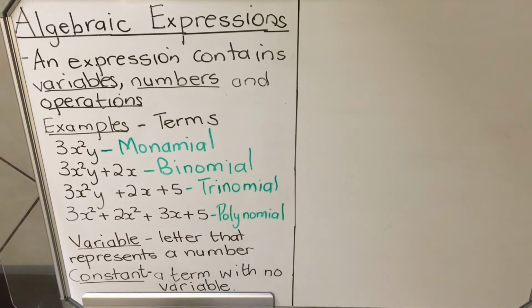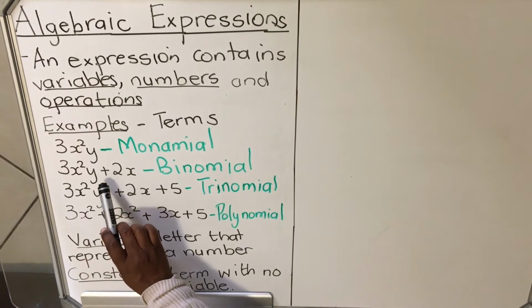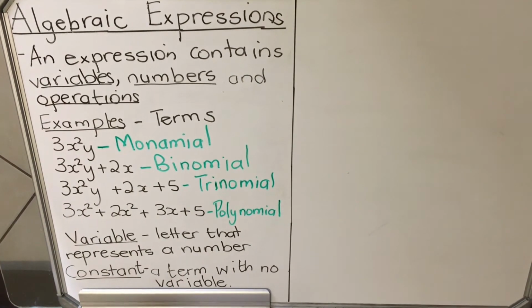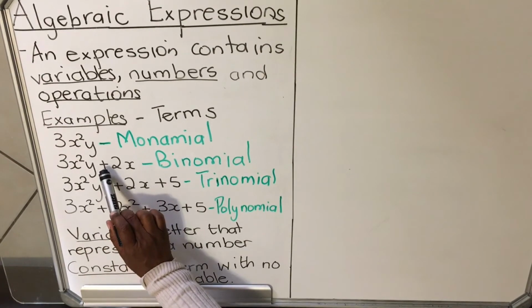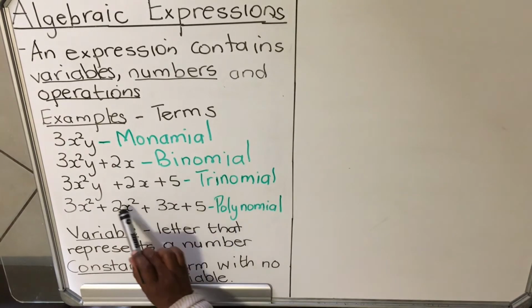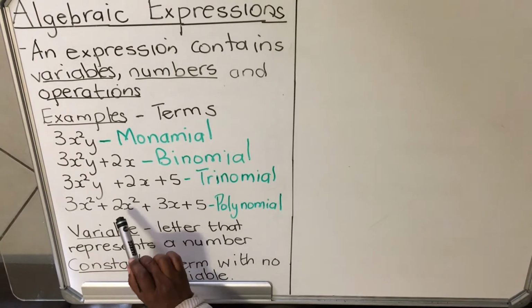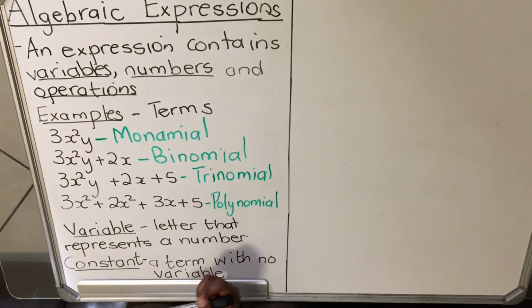Examples: terms. The first thing is term. A term is divided by a plus or a minus. So when you have this, then a plus, this is another term. Here on this one, we have 1, 2, 3 terms. On this one, we have 1, 2, 3, 4 terms. A plus or a minus divides a term.